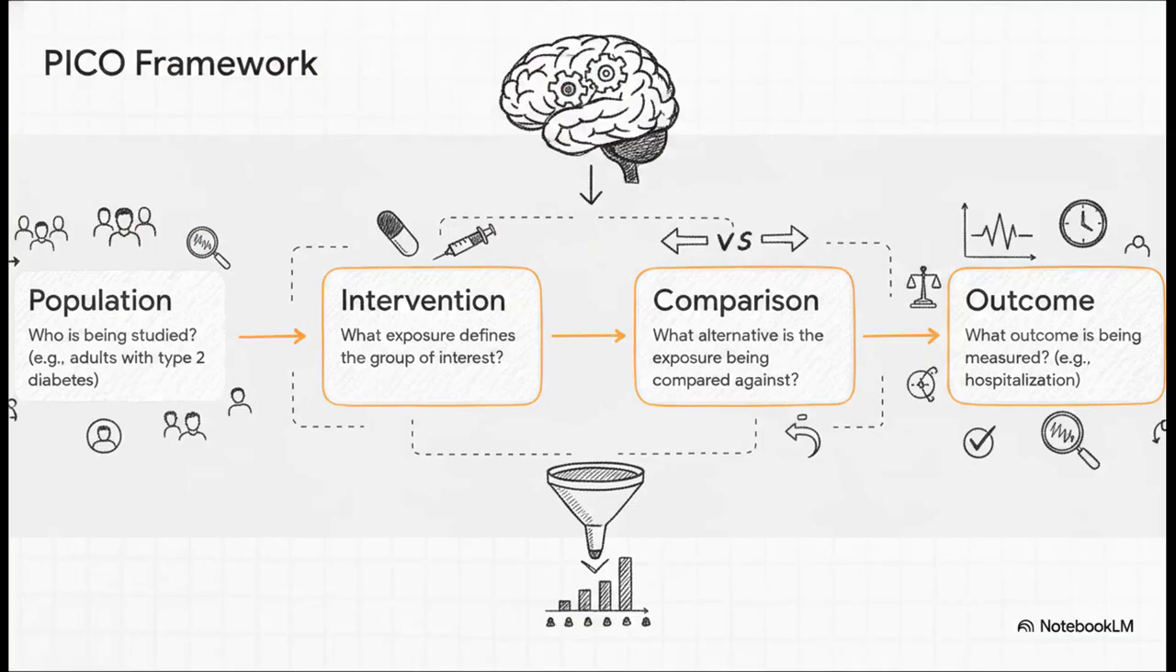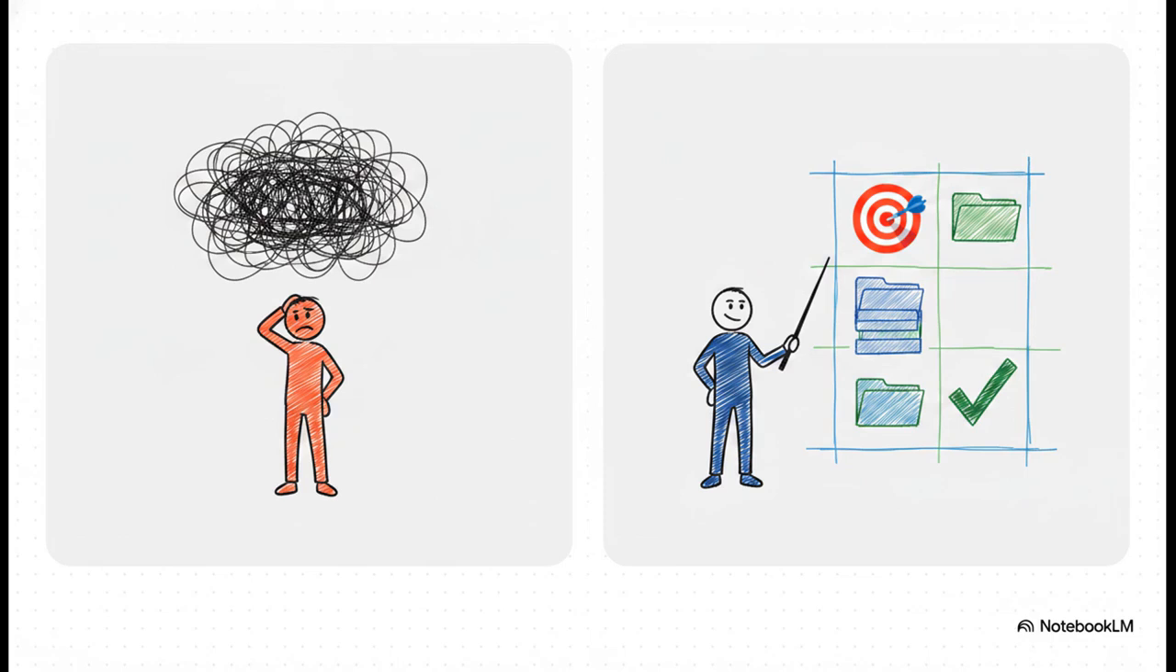Listen, if you want good data out, you absolutely have to put a structured question in. Enter the PICO framework. This is a real game changer. It acts as a direct translation device to turn your clinical curiosity into actual inclusion and exclusion criteria in a cohort builder. You define your population, your intervention or exposure, your comparison group, and exactly what outcome you're measuring. Let me show you the difference in action.